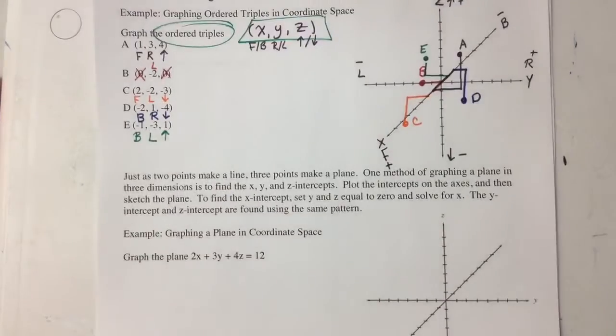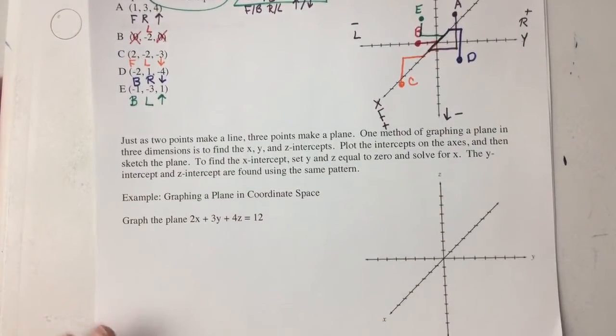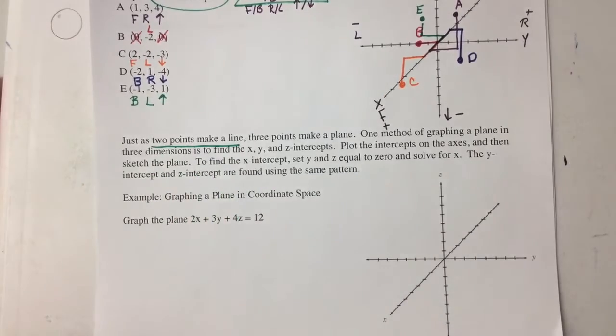Okay? When you are graphing in 2 dimensions, it takes 2 points to make a line, okay? So you graph your 2 points on a coordinate plane. At that point, you have enough points where you can go ahead, connect them, and call it a line.